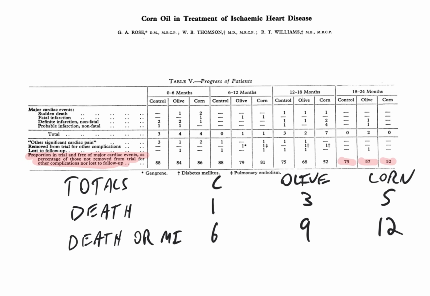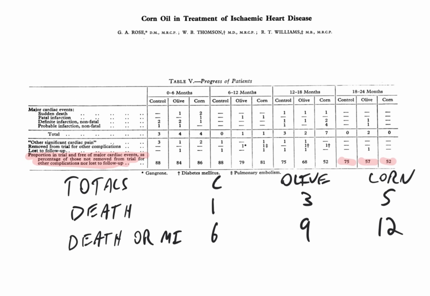Very simply, it was supposed to go for 3 years. But they actually ended it early because half of the people in the corn oil group were already either dead or they'd had a heart attack, or for other reasons they had to be removed from the study. In the control group eating butter, one person died. In the group that got olive oil, 3 people died. In the corn oil group, 5 people died.